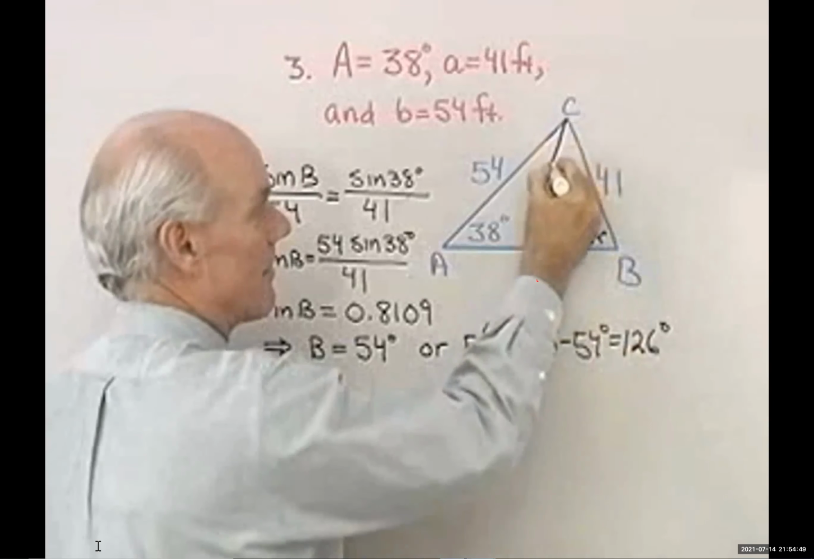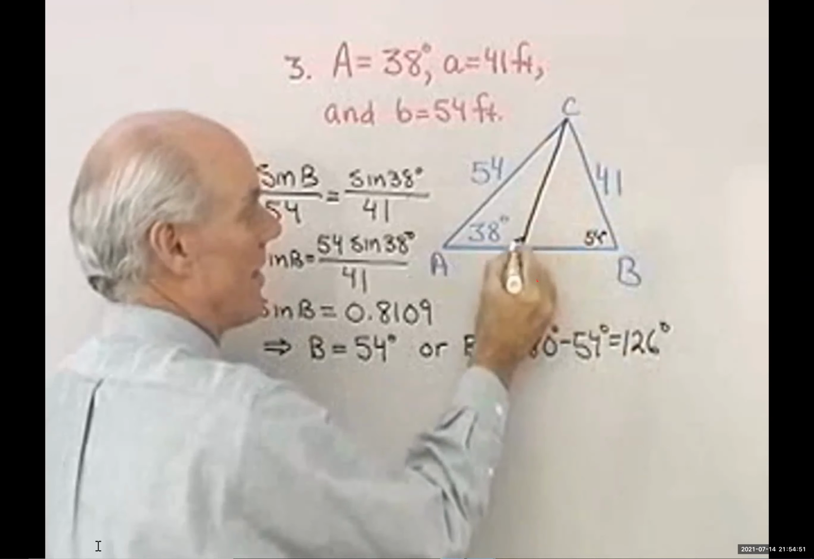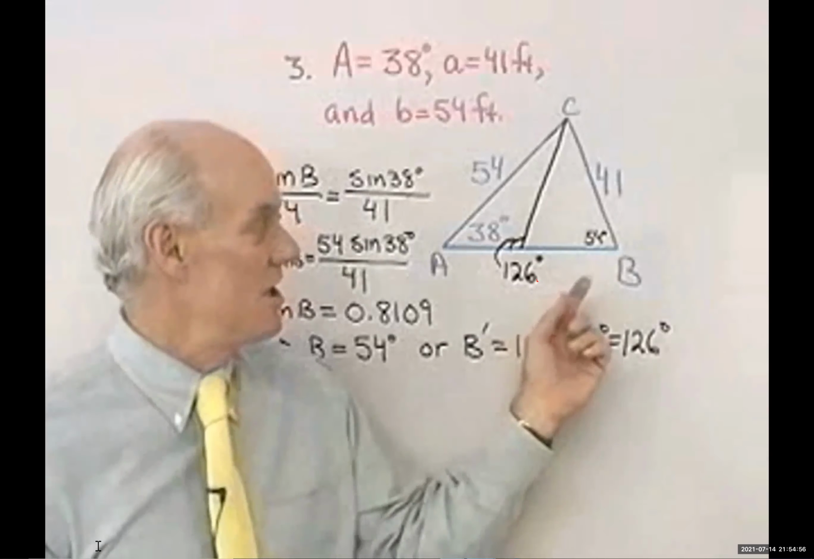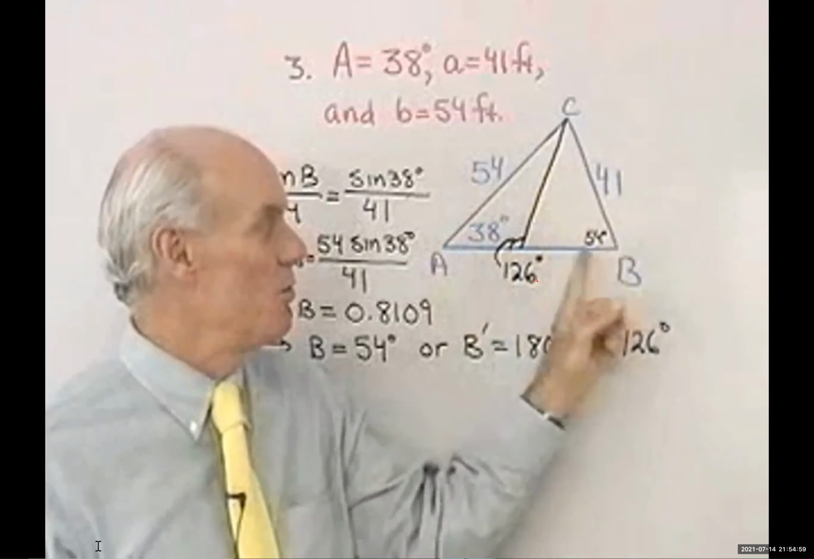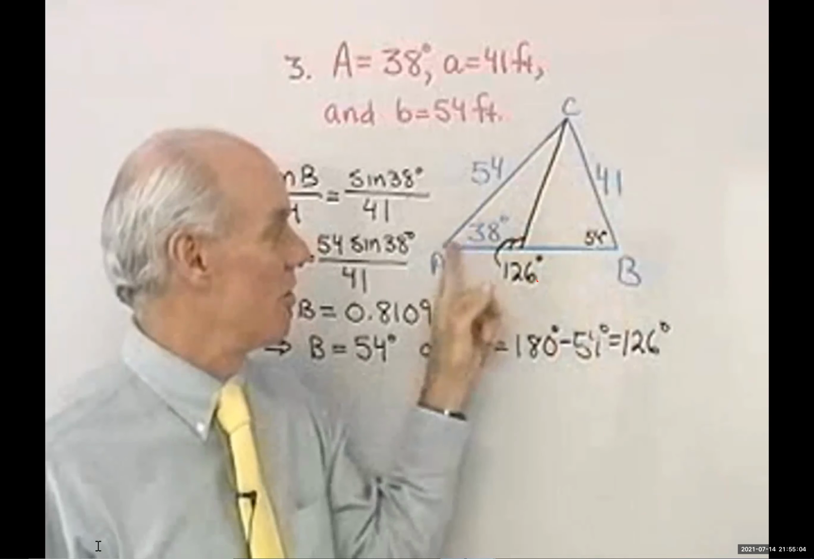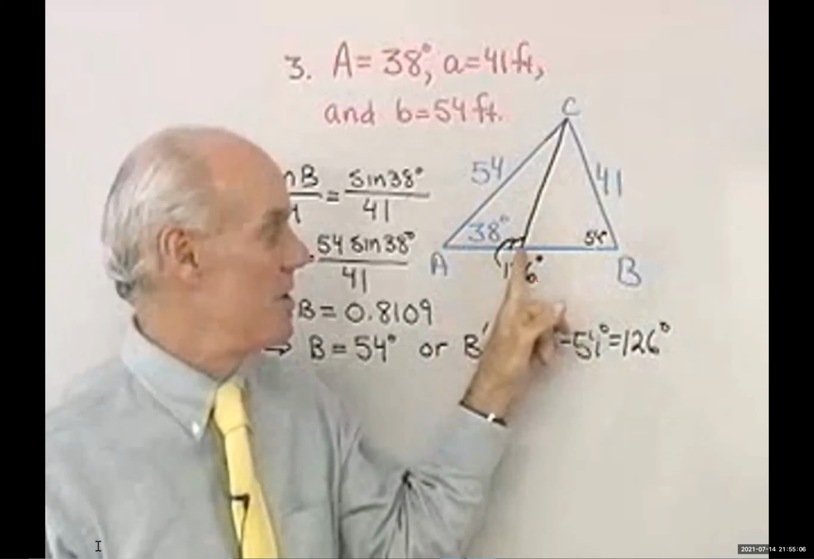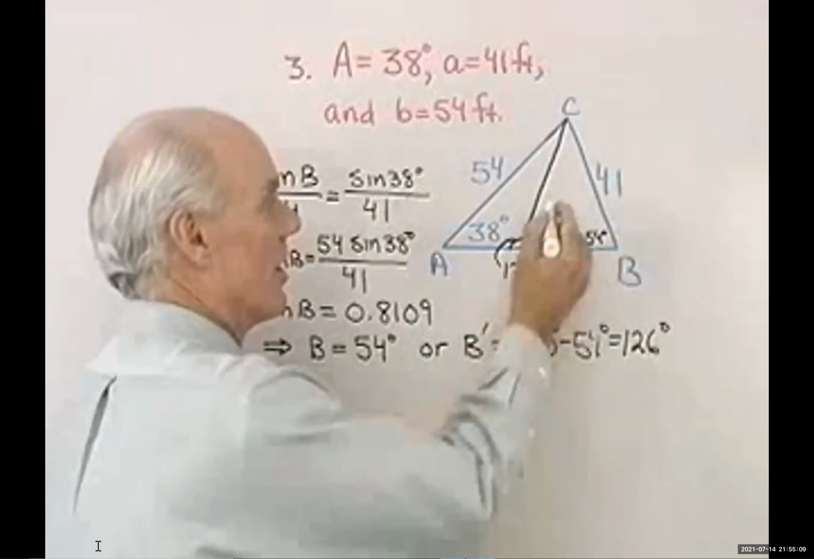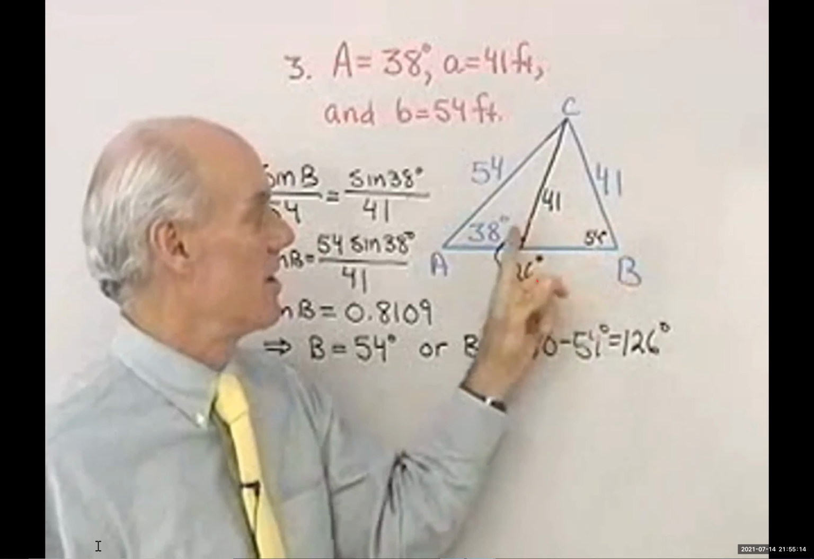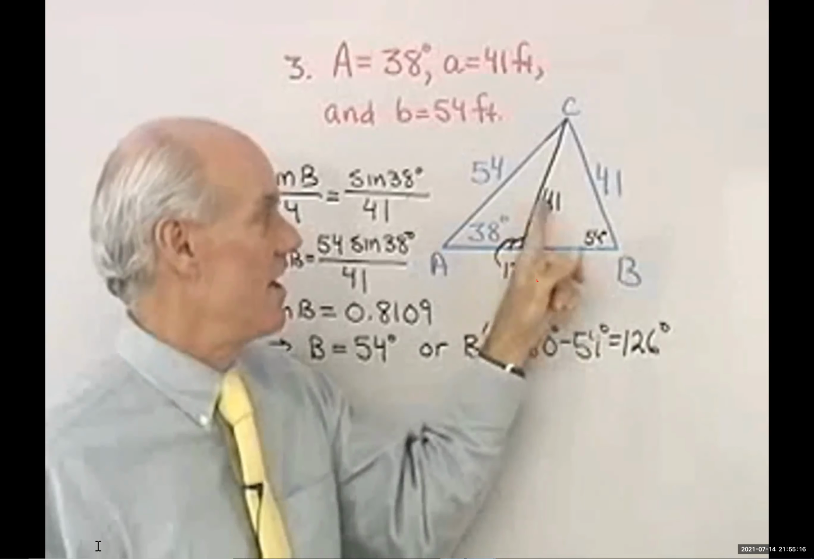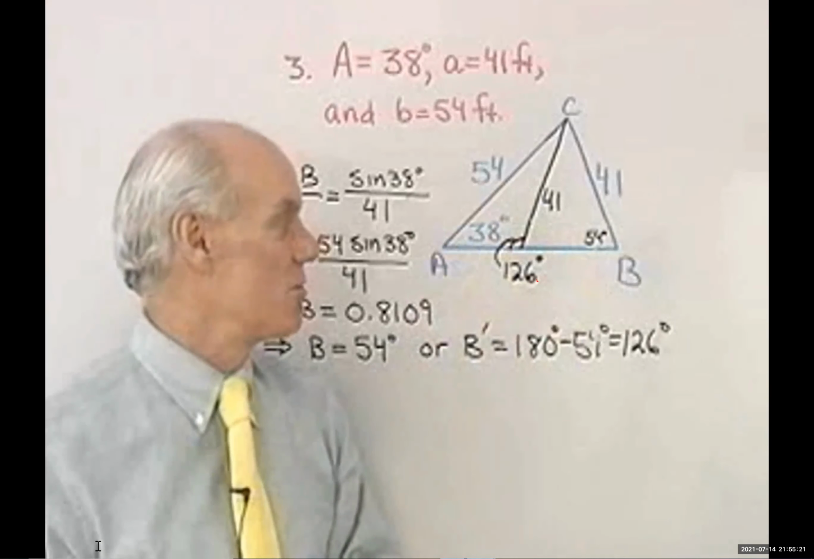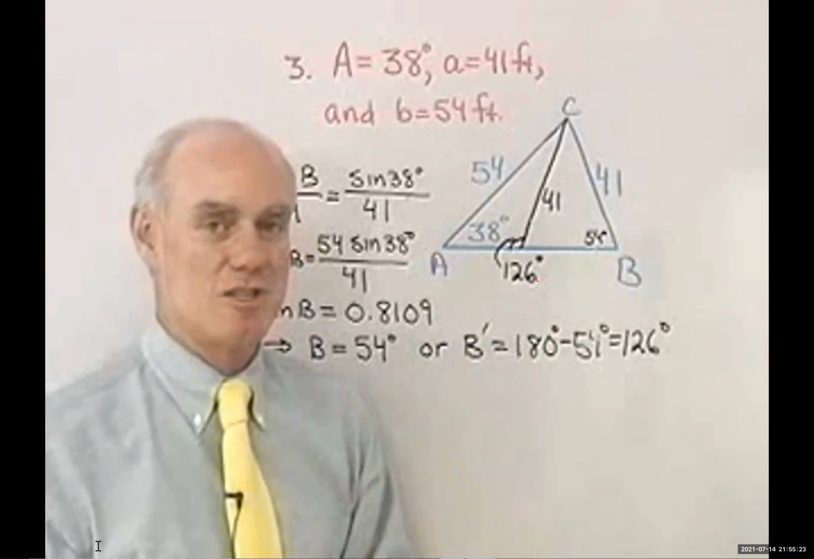And that's what I get if I draw this side this way, where that angle is 126 degrees. So you can see, here are my two triangles. One, the blue one that I drew in originally, where angle B is 54 degrees, and then this other triangle over here where angle B prime is 126. Notice that the length of this line is still 41. This line and this line have the same length, so angle A is 38, side A is 41, side B is 54, and angle B is 126. All the given information stays just like it was.